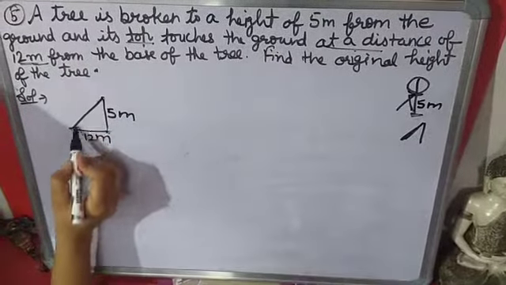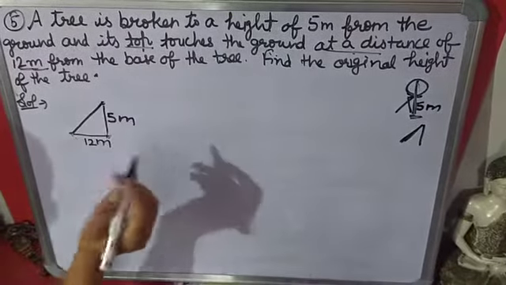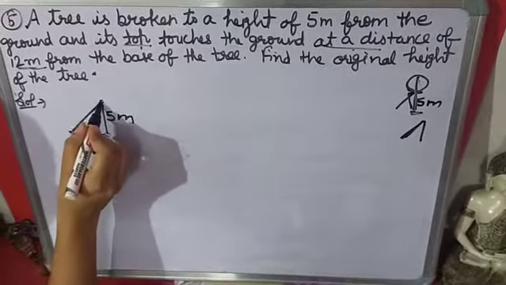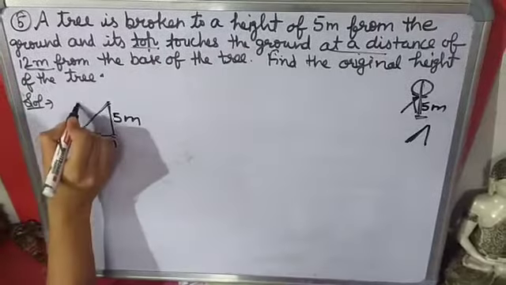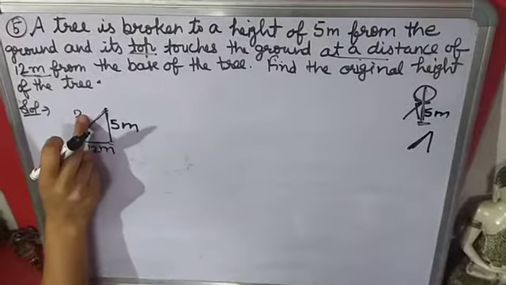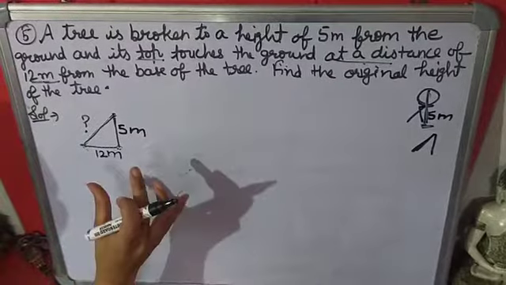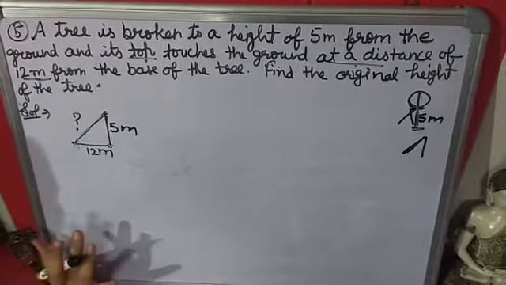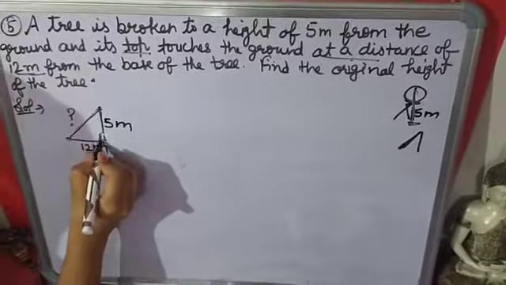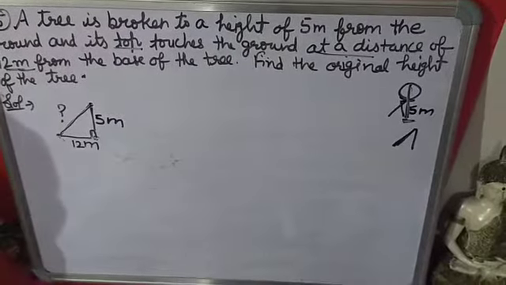That means you have to find the total length of the tree. So for this, you know the length of this part of the tree, but you do not know the length of this fallen part. So first of all, we will find the length of this fallen part of the tree. Then what we will do? We will add this length and this length. When we add both lengths, then we will get the total height of the tree. So now look at here. This is a right angle triangle. It is in the shape of a right angle triangle. So here we will use the Pythagoras theorem.